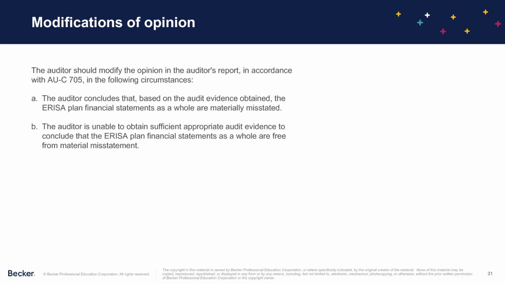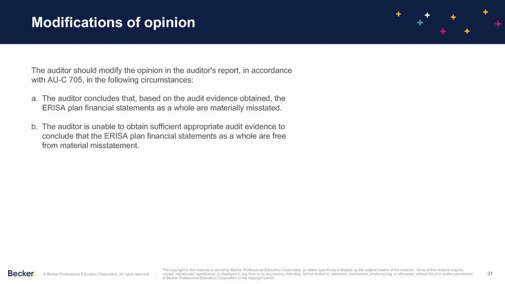If we are going to modify the opinion, we are going to modify it in accordance with AUC Section 705. So as I said earlier, 700 includes an exclusion of ERISA audits, but 701, 705, 706 are still relevant for ERISA audits. So it's just the 700 that is scoping out ERISA audits, and we're going to use 703 instead.